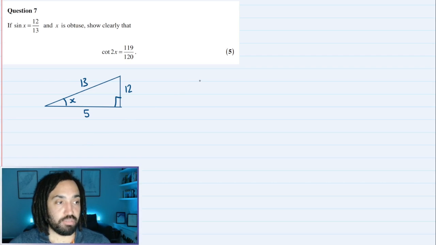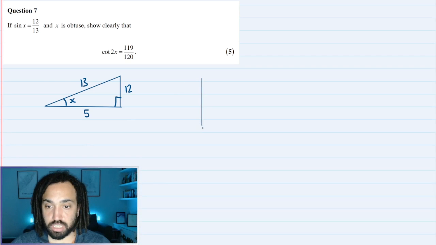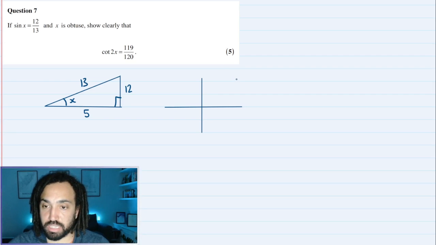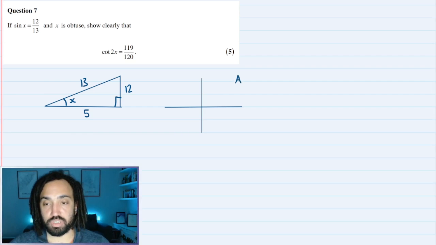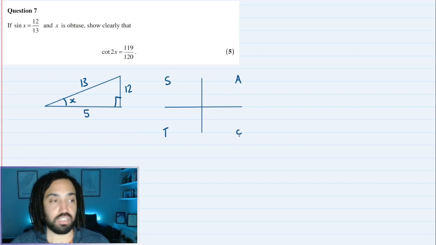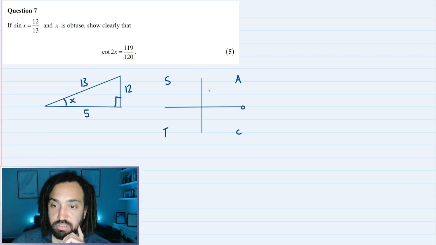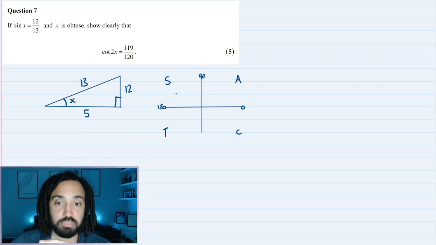Okay, the next thing I'm going to do is a quick CAST diagram. So the CAST diagram tells me that all trig functions in the first quadrant are positive. Only sine is positive there, only tan is positive there, only cosine is positive there. Okay, so where are we looking? Well, we're in an obtuse angle. So this is between 0 and 90, and this is between 90 and 180. So we're in this quadrant here, which means sine is positive, but the other ones are not.